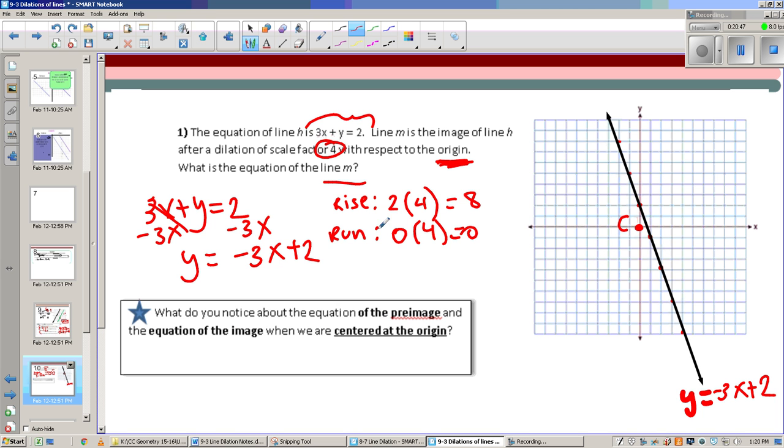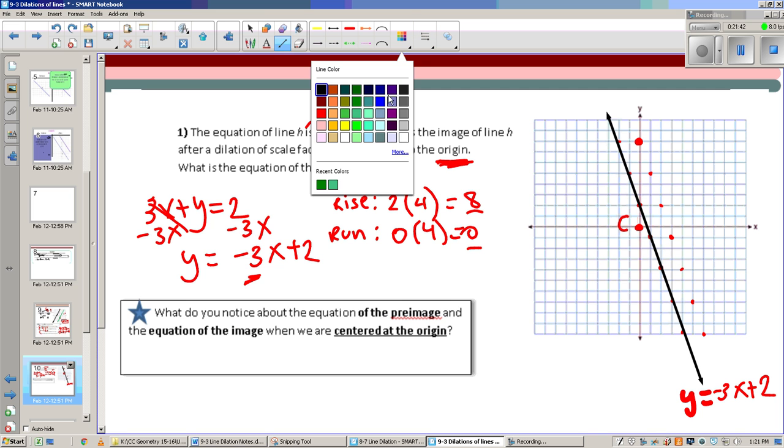Okay, so to find a new point on the new line, we're going to go up 8, run 0. So 1, 2, 3, 4, 5, 6, 7, 8. Okay, so that's the point on the new line. Now because it's a dilation, they remain parallel. If I want to actually draw the line, I just have to use the same slope as this one, which was -3. So we're going to go down 3, to the right 1, and so on and so forth. And then I can connect it with my line here.